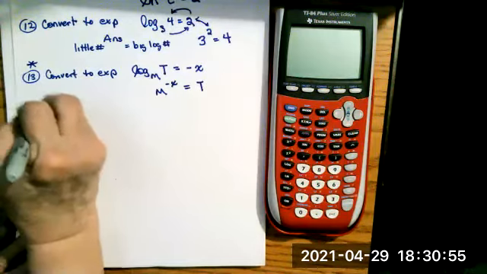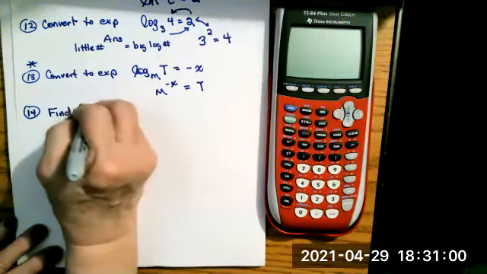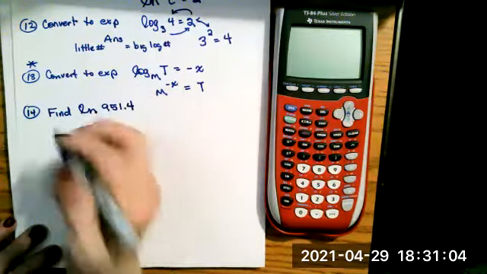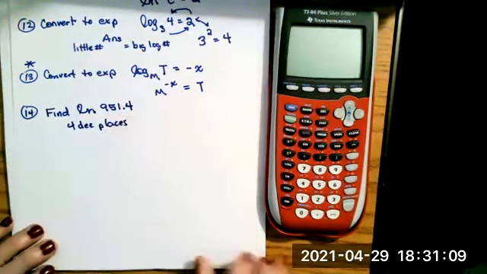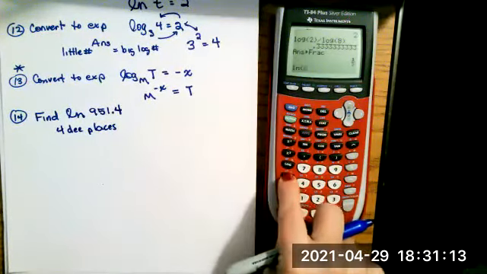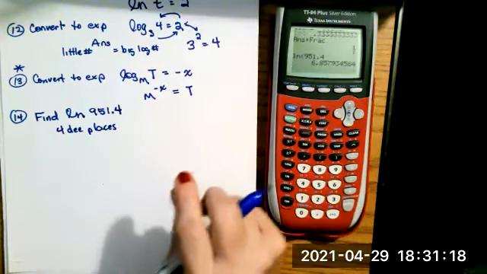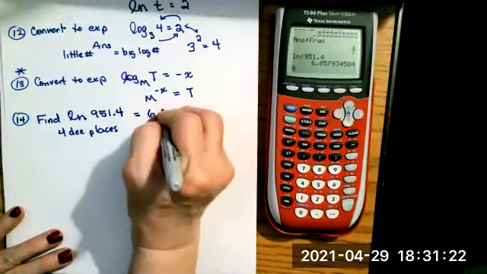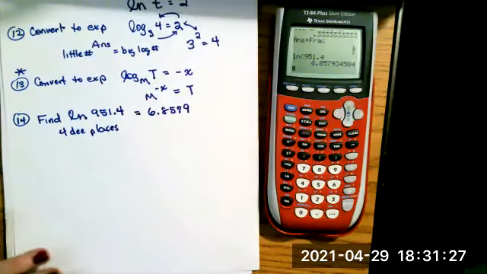Okay, number 14, it says find ln 951.4, to 4 decimal places. All right, so you grab your calculator, hit ln 951.4, and you want it to go to 4 decimal places. So that's 6.8579, it looks like, because there's a 3 behind the 9.